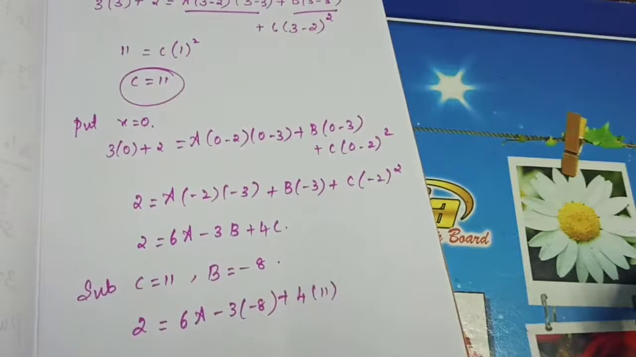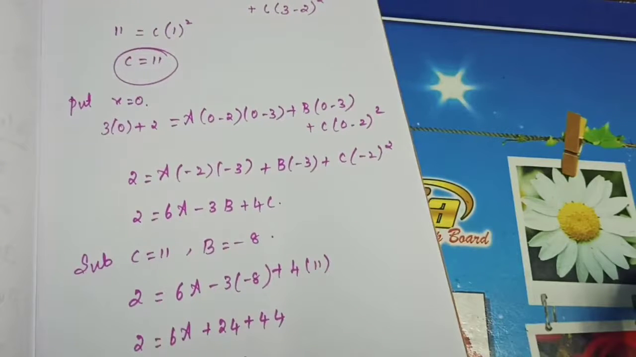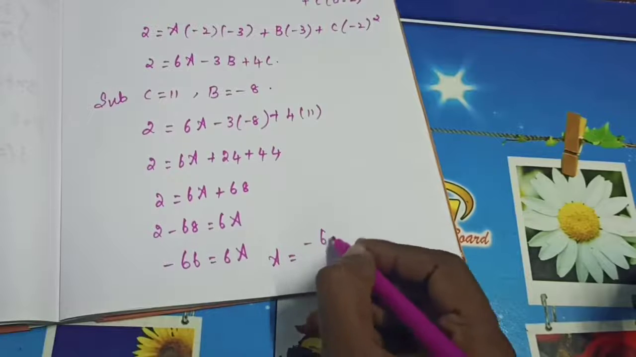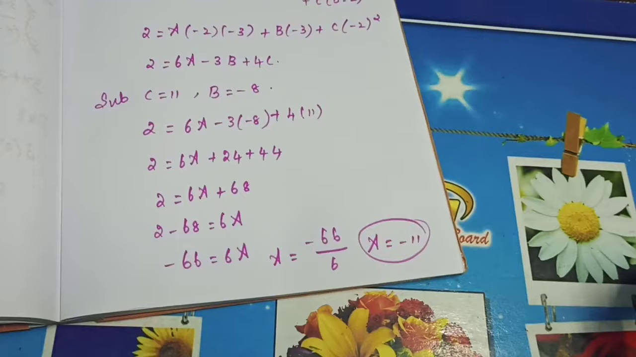Okay. That is 2 is equal to 6a, minus into minus means plus 24, plus 44. So 2 is equal to 6a plus, how much will you get? 68. Okay. So 2 minus 68 is equal to 6a. So minus 66 is equal to 6a. Correct? So how much will you get? A is equal to minus 66 divided by 6. So what's the a value? Minus 11. Now you got all the values a, b and c.